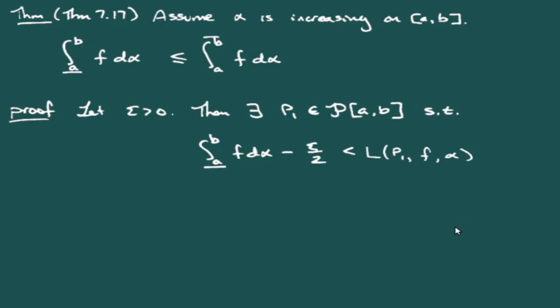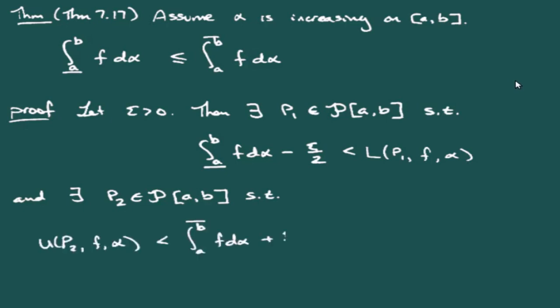That same kind of thing is true because our upper Riemann Stieltjes integral was defined as the infimum, the greatest lower bound. If we add a little bit to it, then we're not a lower bound anymore. And so there's a partition P2 such that the upper sum is less than our integral plus epsilon over 2.